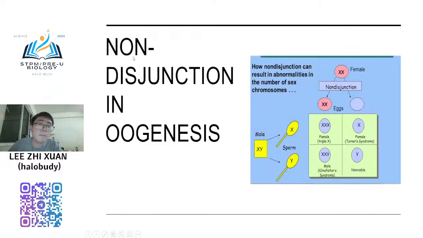Okay, so this one is about the non-disjunction that will occur in oogenesis. What about when the non-disjunction occurs at oogenesis? What happened? Okay, so let's say non-disjunction occurs in the female, tak kisahlah meiosis 1 or meiosis 2, it will produce the egg like this. Either SS, SS meaning that this one will produce N plus 1. Yang ni langsung tak ada. No chromosome at all. No chromosome.